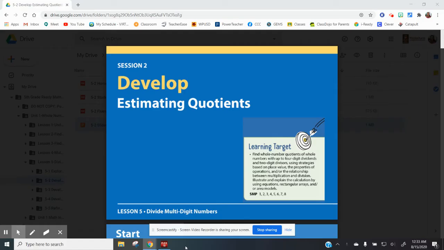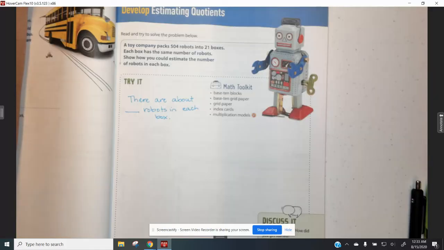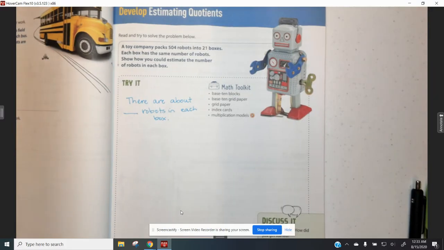So go ahead and take out your Ready Math book and turn your book to page 81. Now, as always, we're going to go ahead and answer our 3 questions about the problem that we've been given. So the problem is, a toy company packs 504 robots into 21 boxes. Each box has the same number of robots. Show how you could estimate the number of robots in each box.